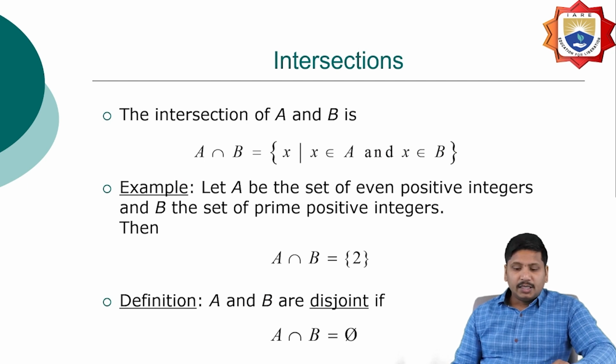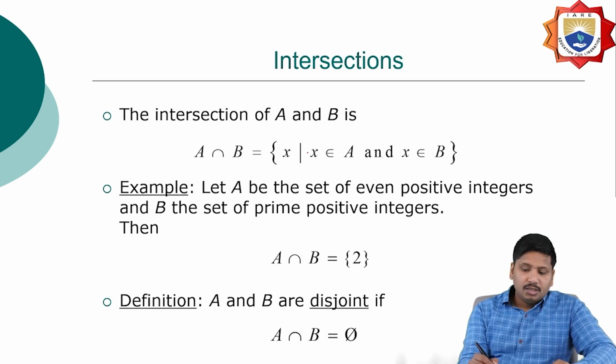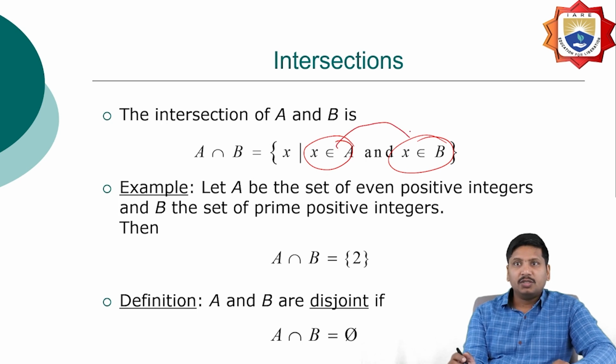And next one is intersection. So intersection is written as the set of X such that X belongs to A and X belongs to B. That means the element should be common in A as well as in B. So then I can say that this is the intersection.